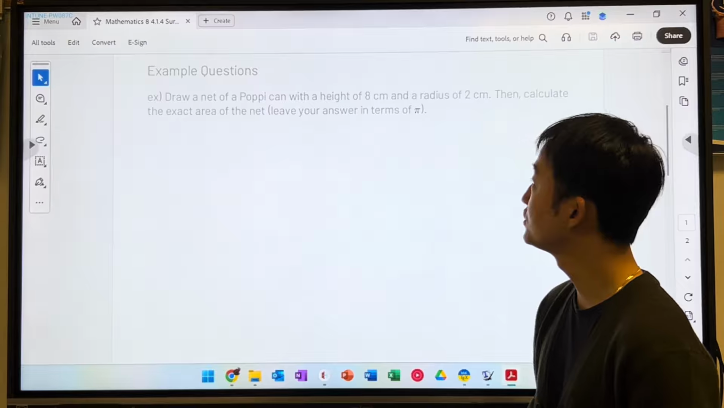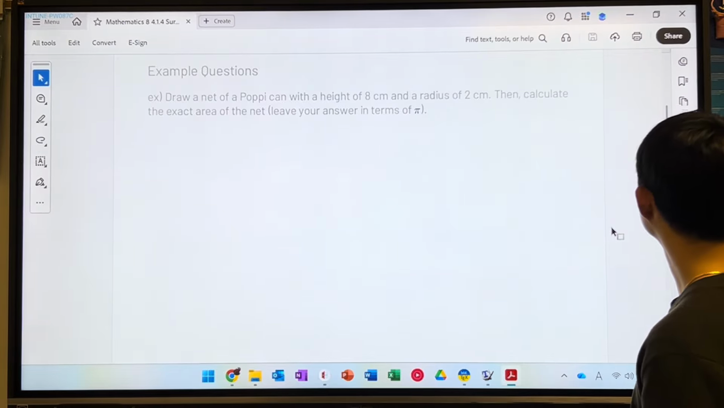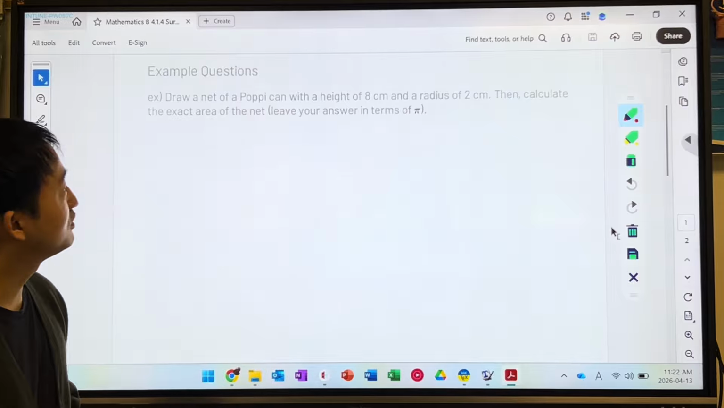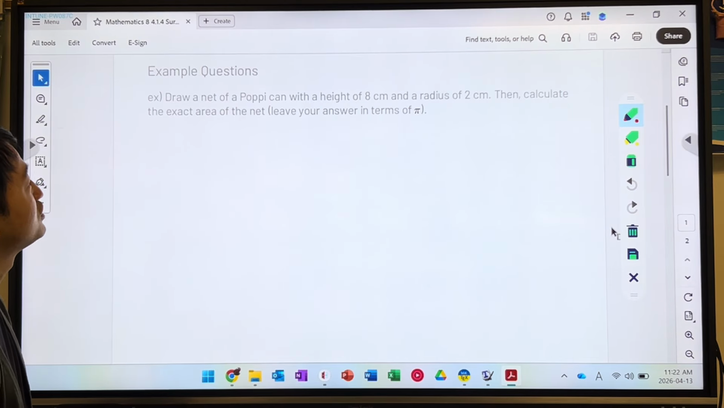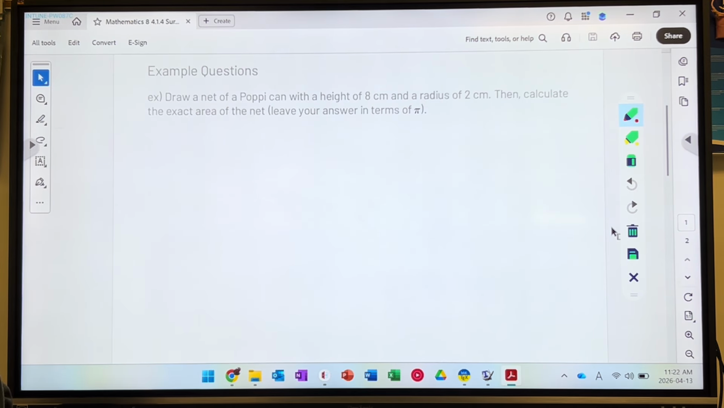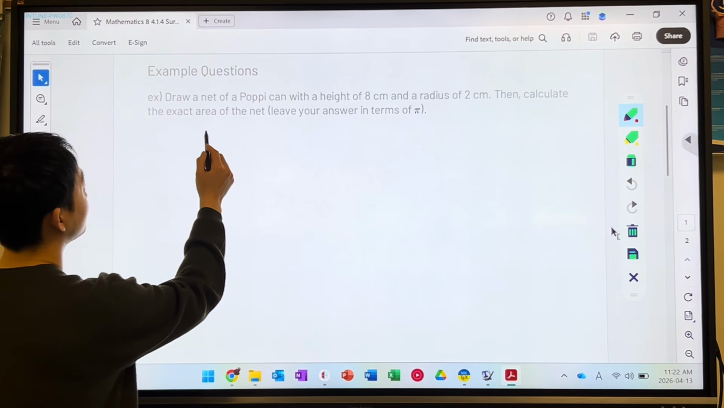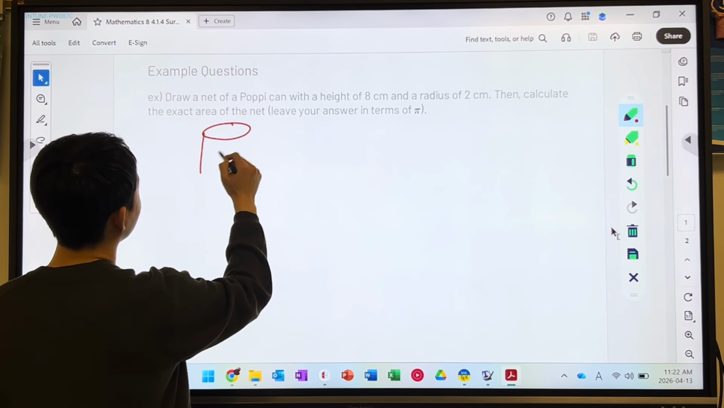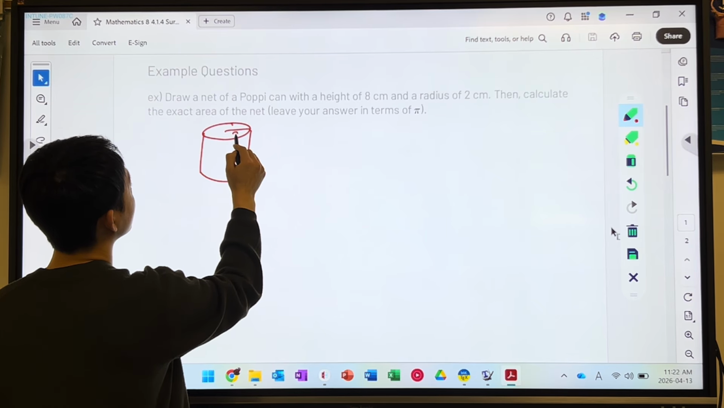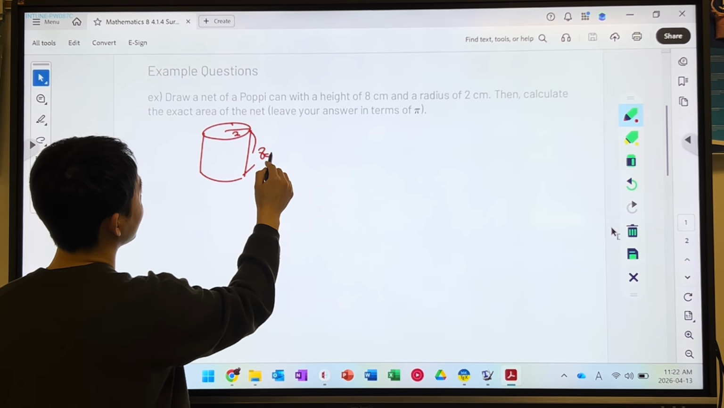So, first of all, let's try example question number 1. Draw a net of a pop can with a height of 8 centimeters and a radius of 2 centimeters. Then calculate the exact area of the net. First thing, I want to draw the net. Maybe before that, we can just illustrate the can. A cylinder is going to be something like this, where the radius is 2 and the height is 8 centimeters.